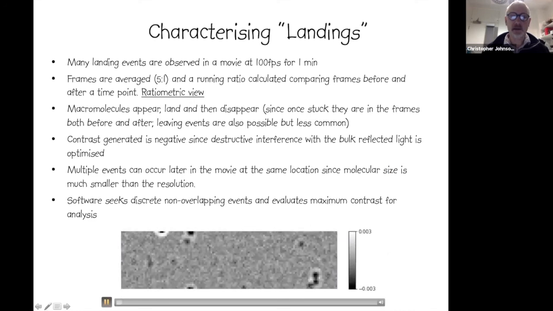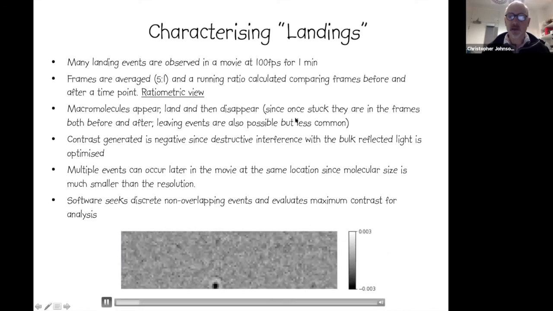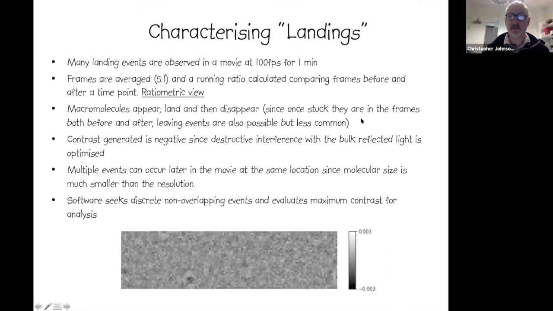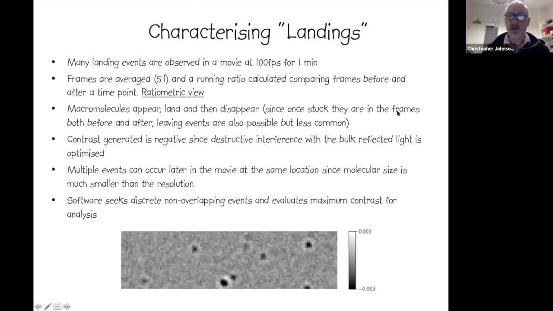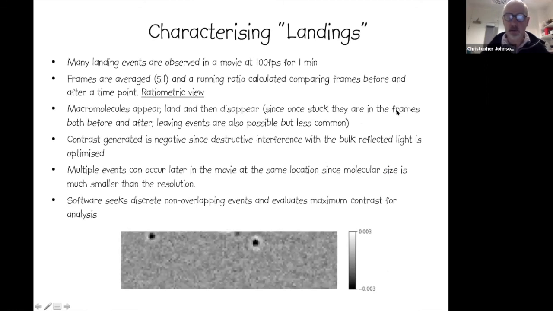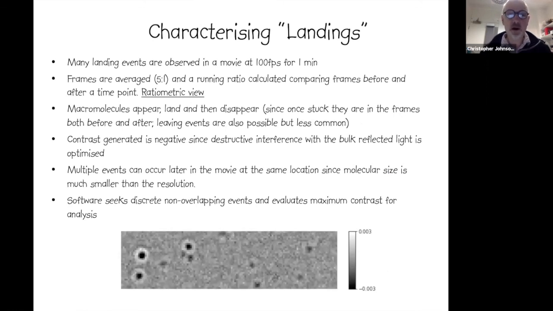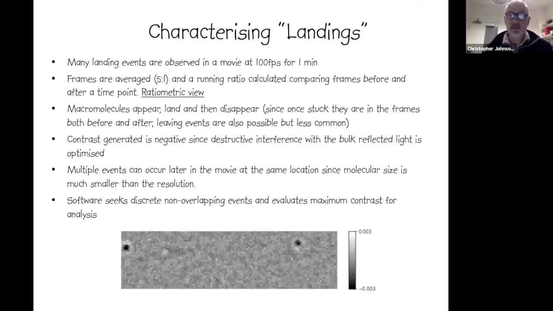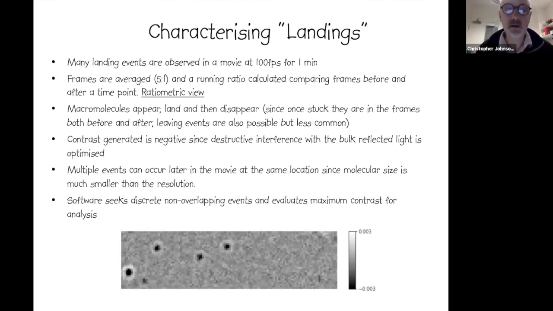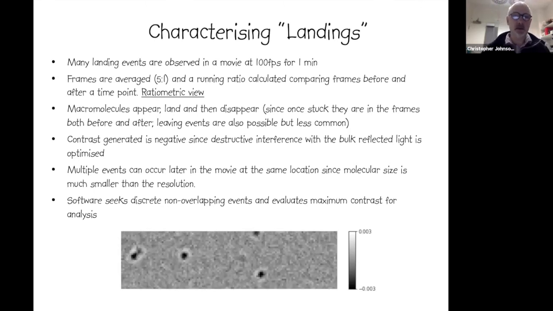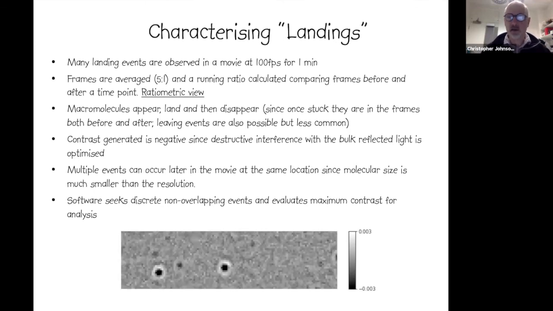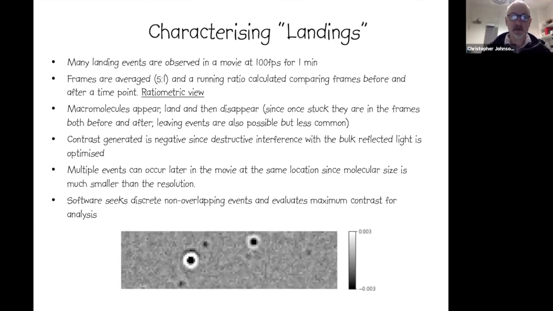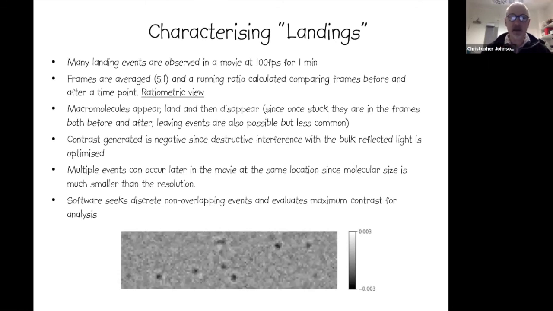The reason for this is once they are stuck onto the surface, as they do in most cases, then the molecules are scattering light in the frames before and after the time point. So therefore, when you take a ratiometric view, they have disappeared. But as they approach the surface and land on the surface, we see these characteristic landing events.